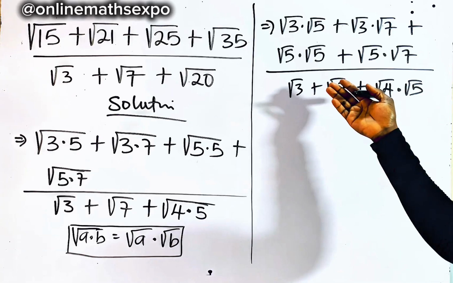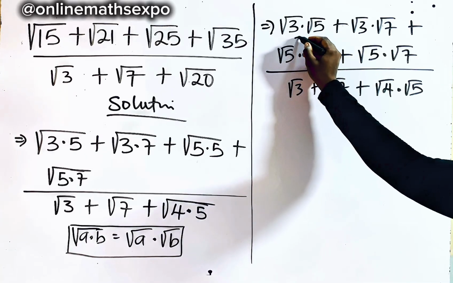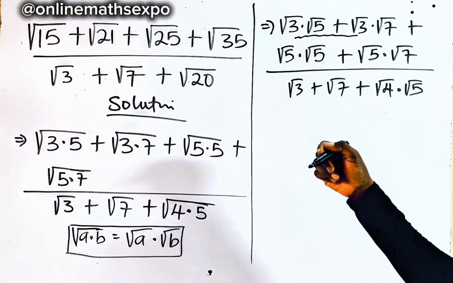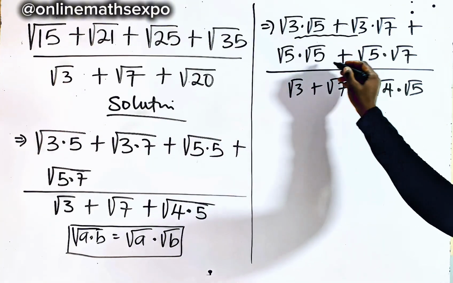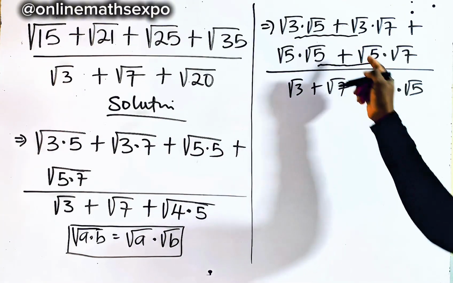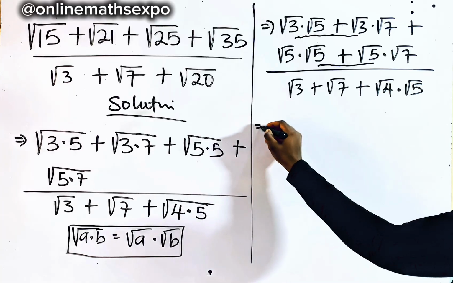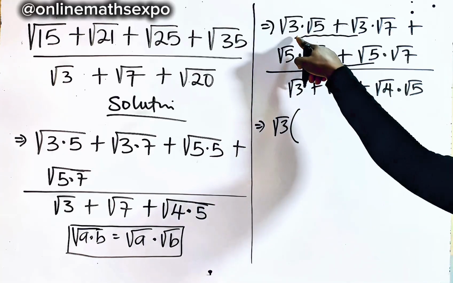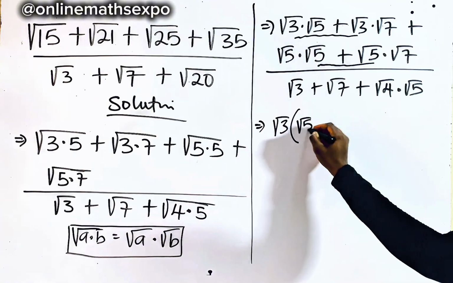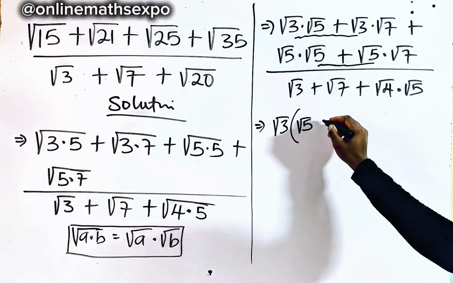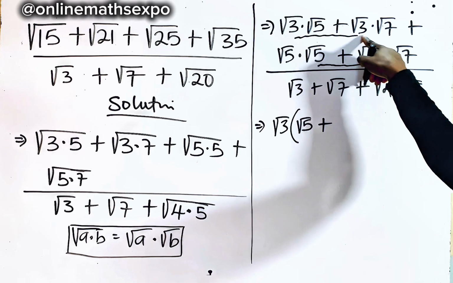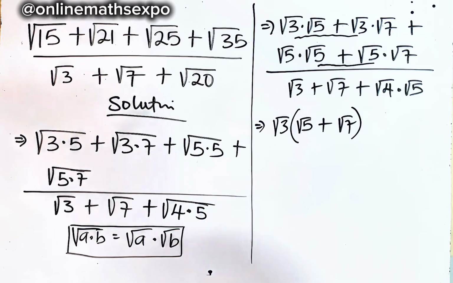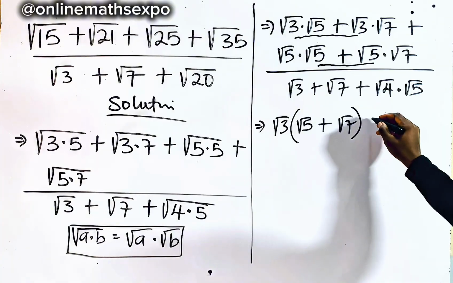Now, what do we do next? If you look at this, you observe that root 3 is repeated. So we're going to factor it out. And if you look at this, these two are also repeated. So we factor root 3 out, use it to divide this, and you are left with root 5. Then bring down your addition sign. Use it to divide these two. We are left with root 7. Close your bracket. Then bring down your addition sign.